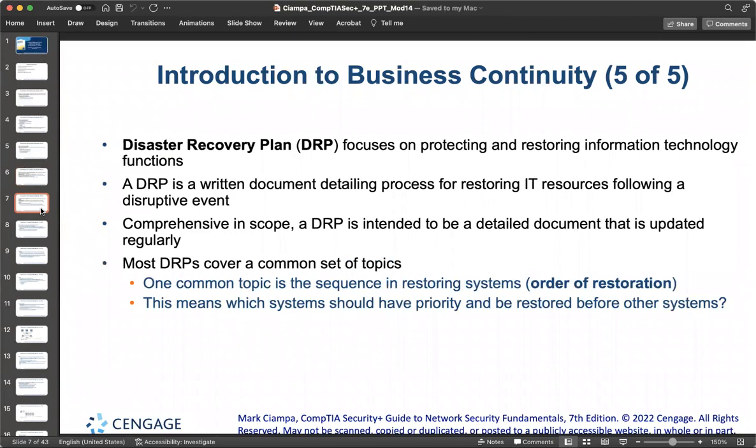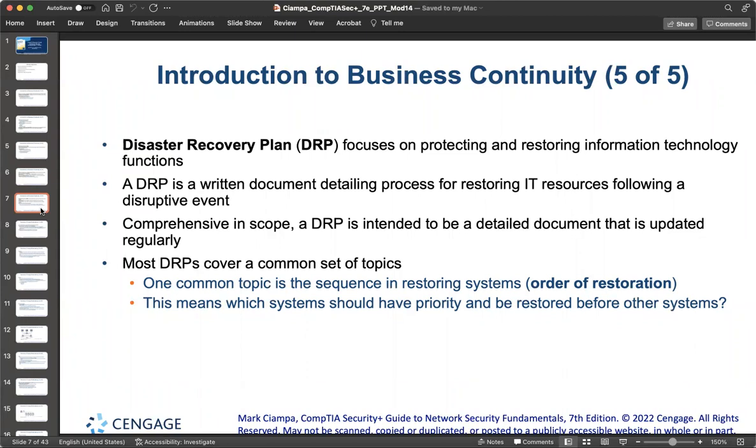So a disaster recovery plan, or a DRP, focuses on protecting and restoring information technology functions. So let's say if the redundancies in place did not help protect the system and continue the business, then a disaster happens per se. And a DRP is the response to a disaster in that case. A DRP is a written document detailing all the processes for restoring IT resources following a disruptive event.